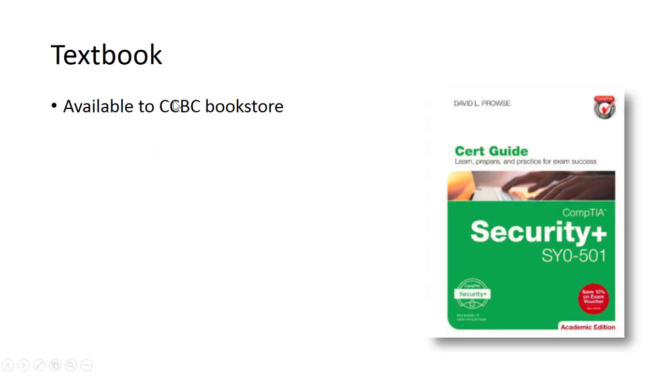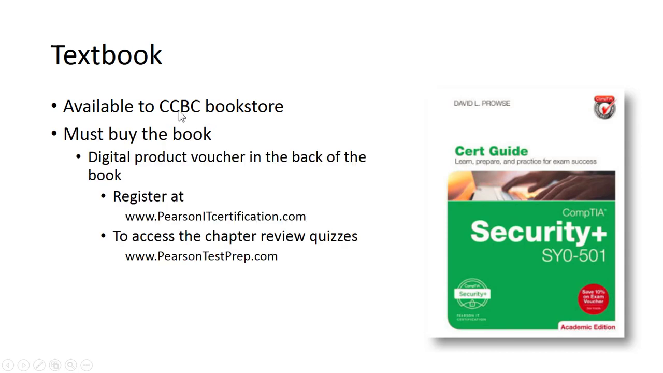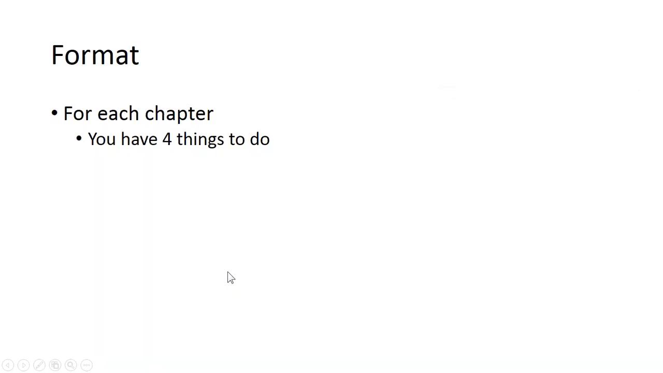The textbook is available at the CCBC bookstore, and it's important to buy the book because it contains the digital product voucher in the back of the book, and you use that to register at pearsonitcertification.com, and that allows you to access the chapter review quizzes at pearsonTestPrep.com. More on that later. Now let's look at the format of the class.